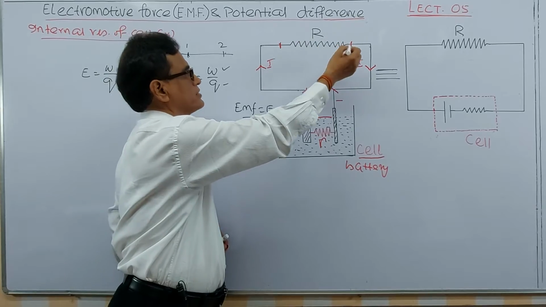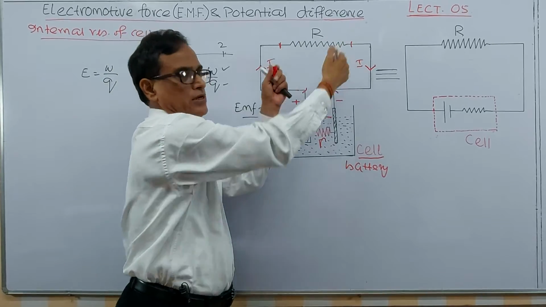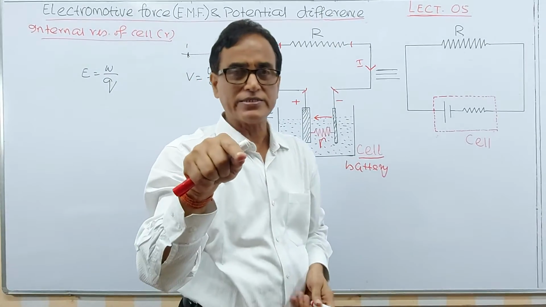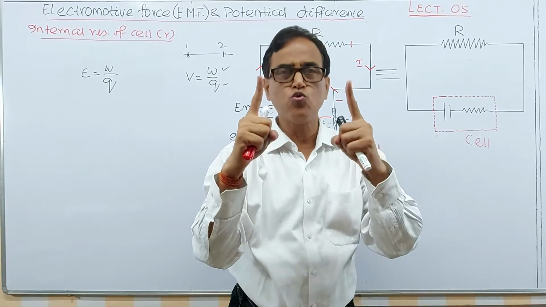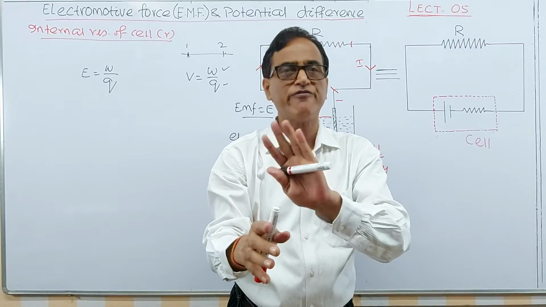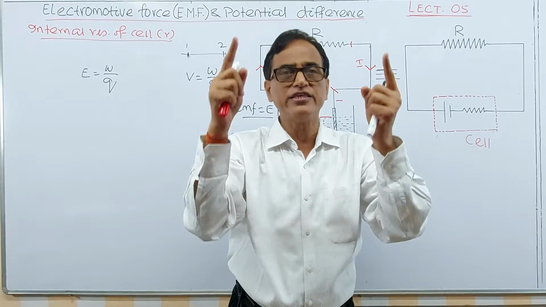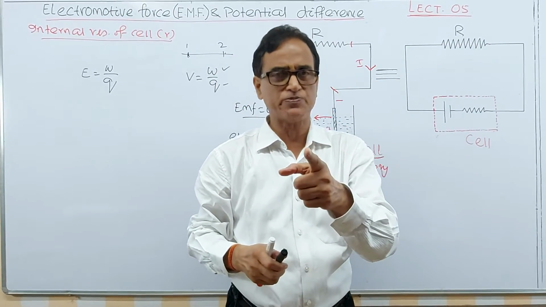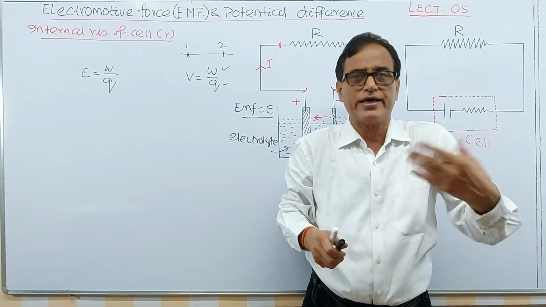These are the terminals. We can say these are 2 points. Potential difference exists between any 2 points of the circuit, but EMF does not exist across any 2 points of the circuit. You should remember this fact. No need of telling again and again.